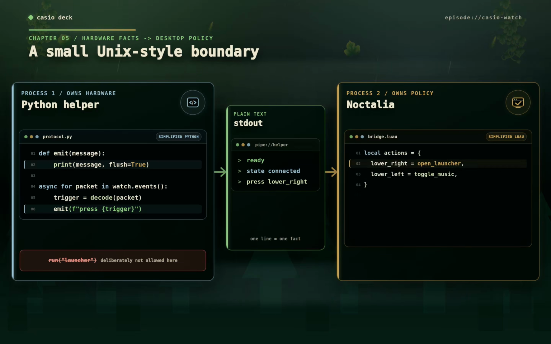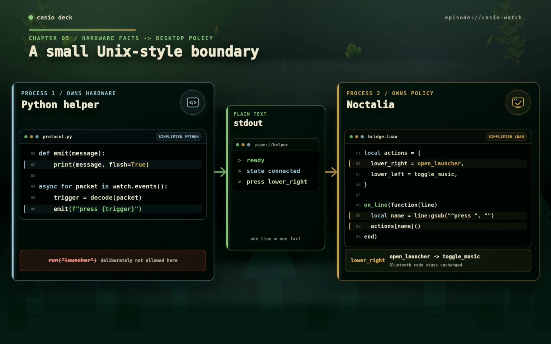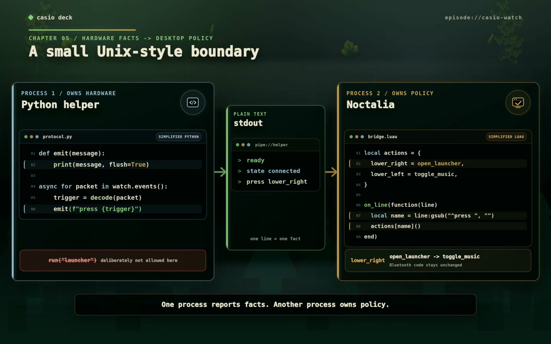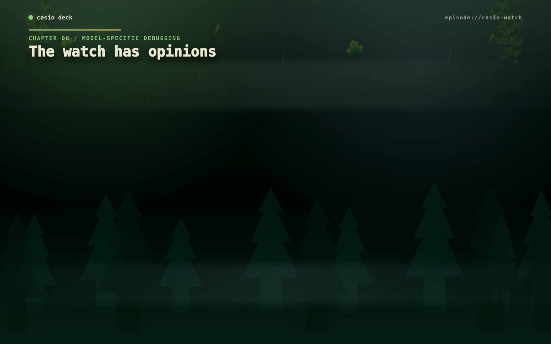Noctalia then reads those outputs, shows the current state, and decides what they mean on this machine. So, for example, today the lower right can open the launcher. Tomorrow it could pause music without touching the Bluetooth code underneath. One process describes what happens, and another one owns the policy. Of course, hardware always has opinions.